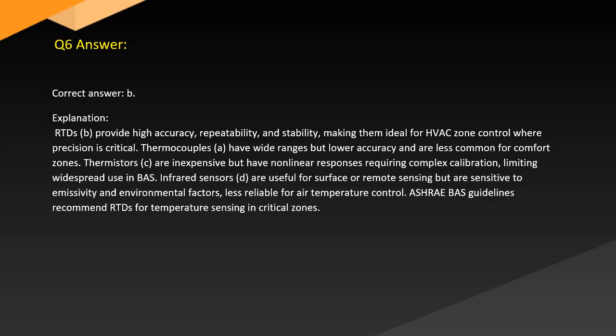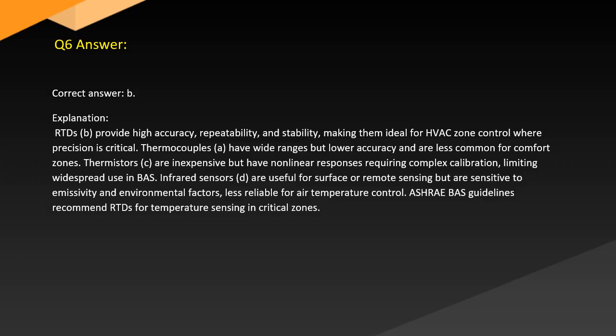Answer. Correct answer B. Explanation. RTDs (B) provide high accuracy, repeatability, and stability, making them ideal for HVAC zone control where precision is critical. Thermocouples (A) have wide ranges but lower accuracy and are less common for comfort zones. Thermistors (C) are inexpensive but have non-linear responses requiring complex calibration, limiting widespread use in BAS.